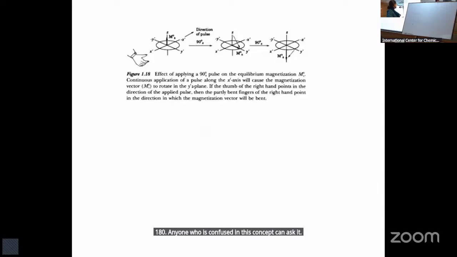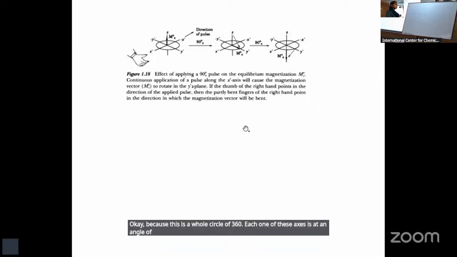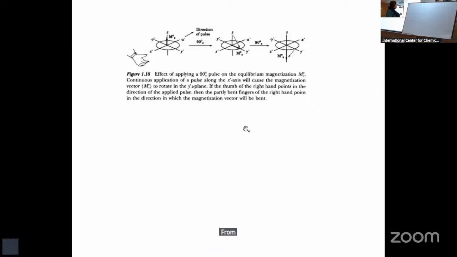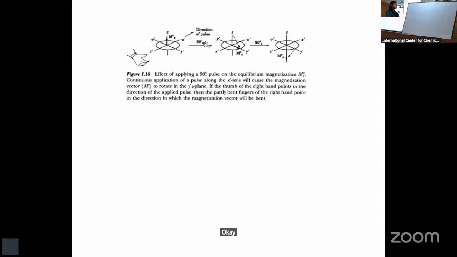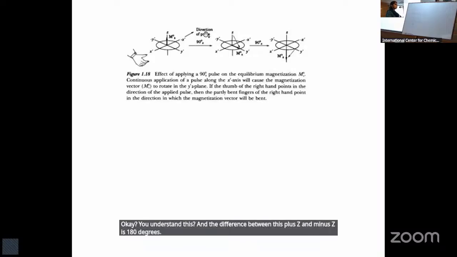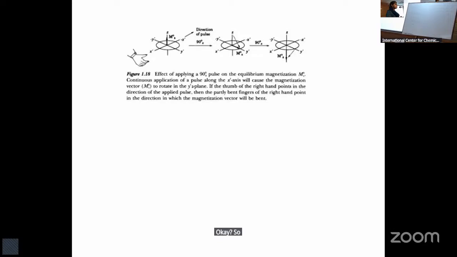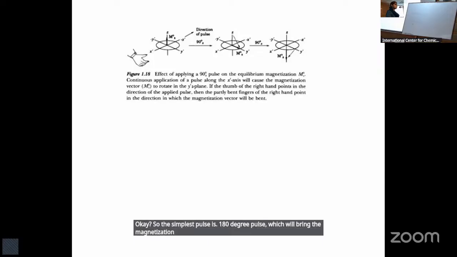This is a whole circle of 360. Each of these axes is at an angle of 90 degrees from one another. I mean, the difference between this Z and this minus X is 90 degrees. You understand this? And the difference between plus Z and minus Z is 180 degrees. So the simplest pulse is the 180-degree pulse, which will bring the magnetization vector to minus Z.